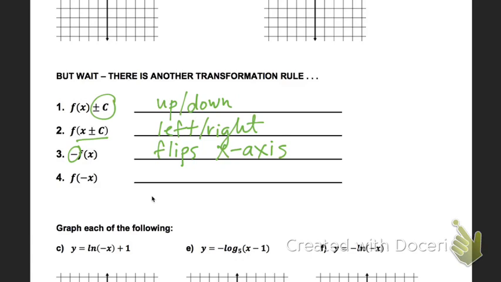So in this case, if you had something like that, flipping the x-axis would turn it like that. Okay, that makes sense. And now if you have a negative on the inside, we kind of briefly talked about it last unit, but it would flip the y-axis.